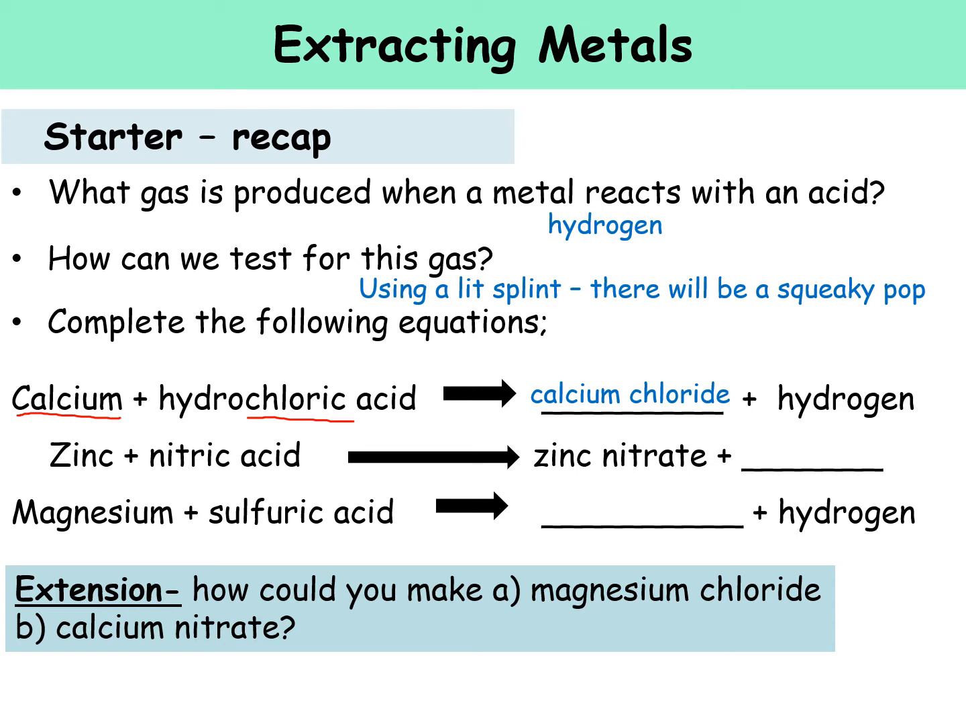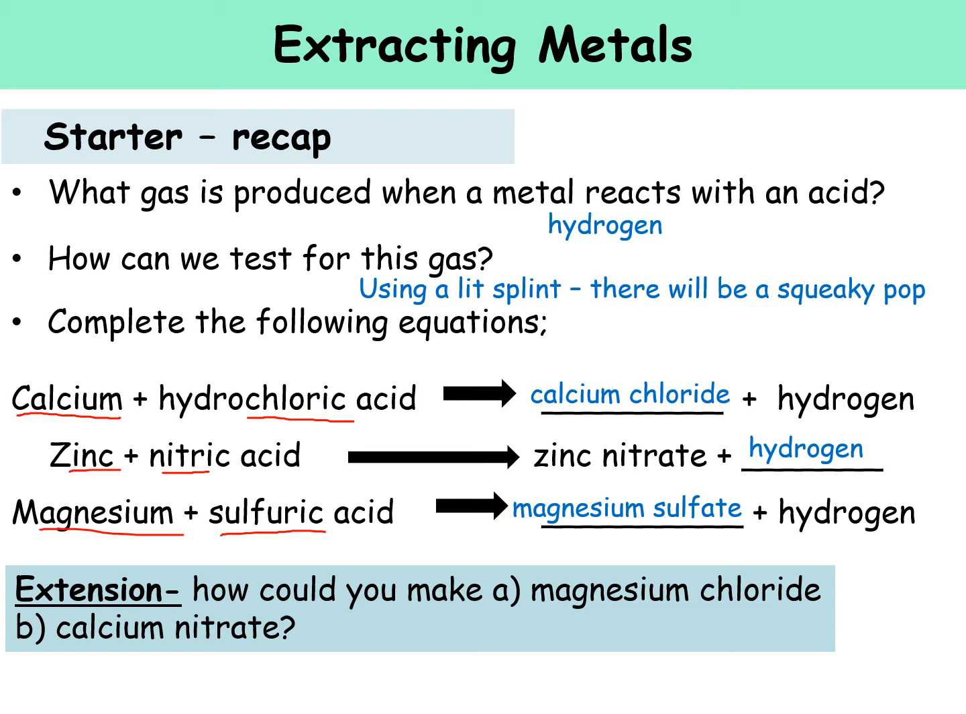Similarly, when we've got zinc and nitric acid, we get zinc nitrate, but you've been given that this time, and the other product is hydrogen again, because whenever we react a metal with an acid, we always get hydrogen gas produced. And finally, we've got magnesium plus sulfuric acid, and we'll get a salt plus hydrogen again, and this time the name of our salt is magnesium sulfate, and there it is.